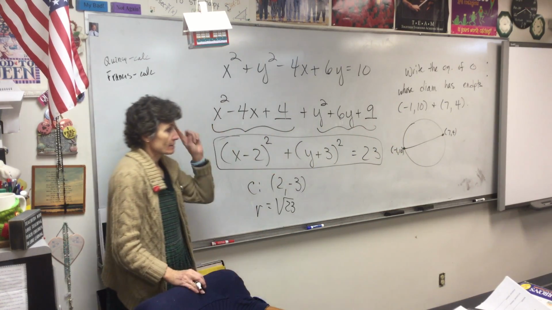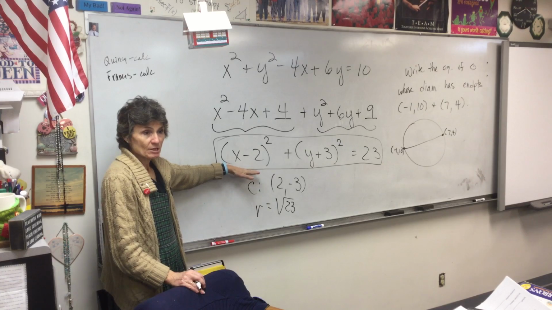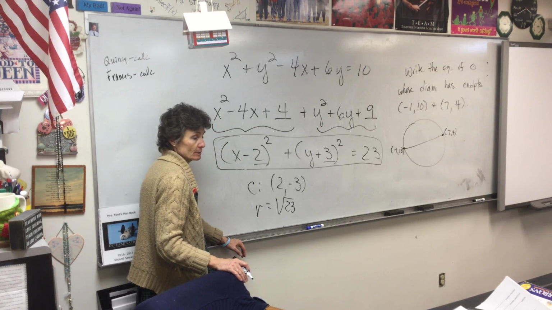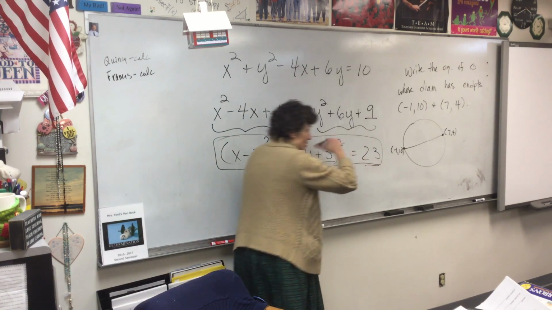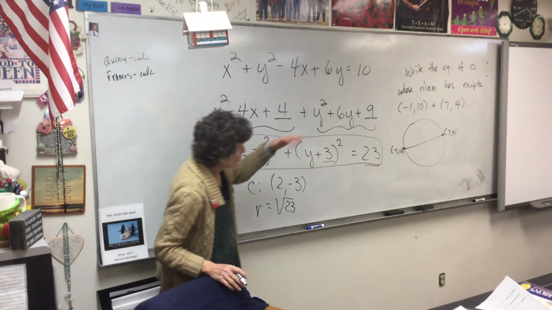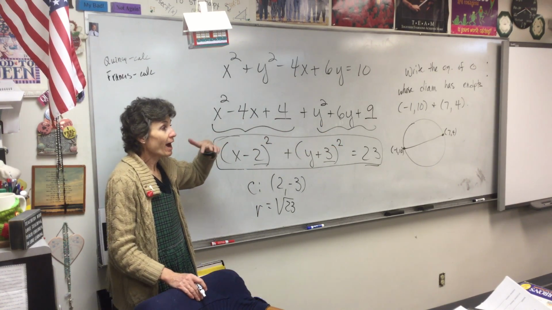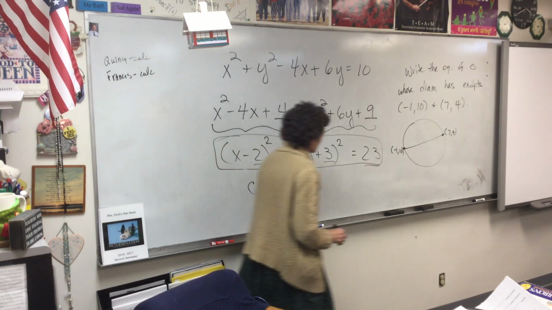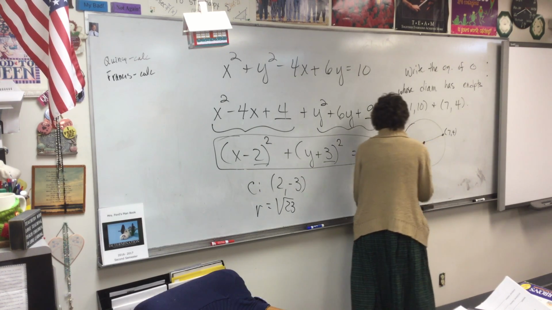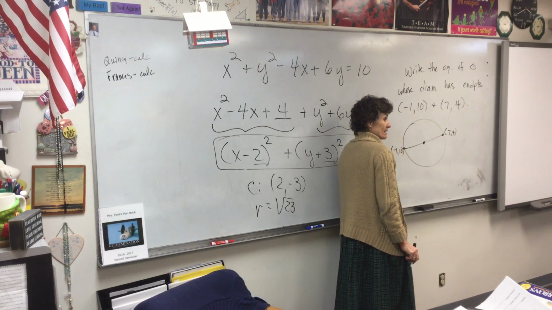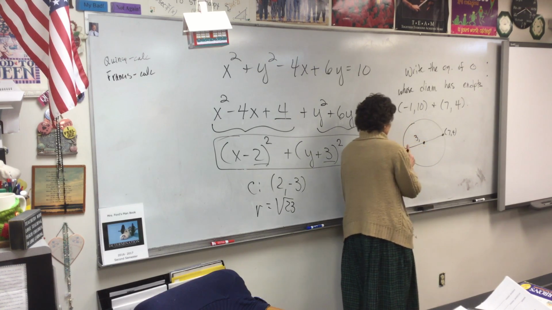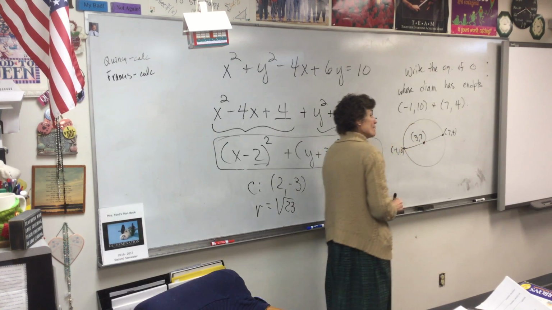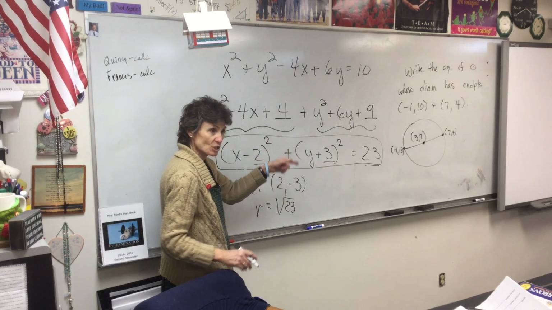All right, now wait a second. Think about it. To write this equation, what do you need to know? You need to know the center. What else do you need to know to write the equation? The radius. Given what I gave you, can you find the center? Yes. The center will be the midpoint. Midpoint is average. Negative 1 plus 7 is 6 divided by 2 is 3. 10 plus 4 is 14, divided by 2 is 7. So our midpoint, or our center, is 3 comma 7.